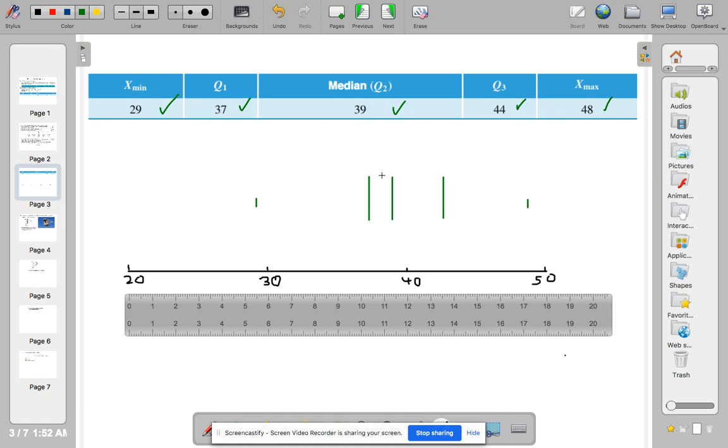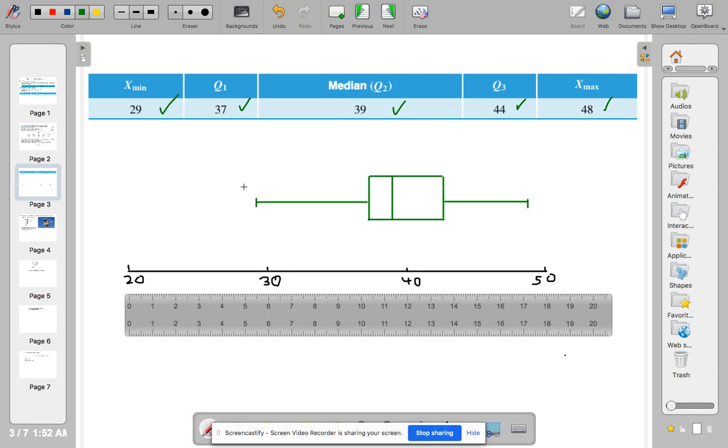Now I complete the box by drawing a line there and there. That completes the box. And then I join the whiskers up with the box. So take that over to there and that to there. And there it is. There's my first box and whisker plot. I've got it from the 5-figure summary.